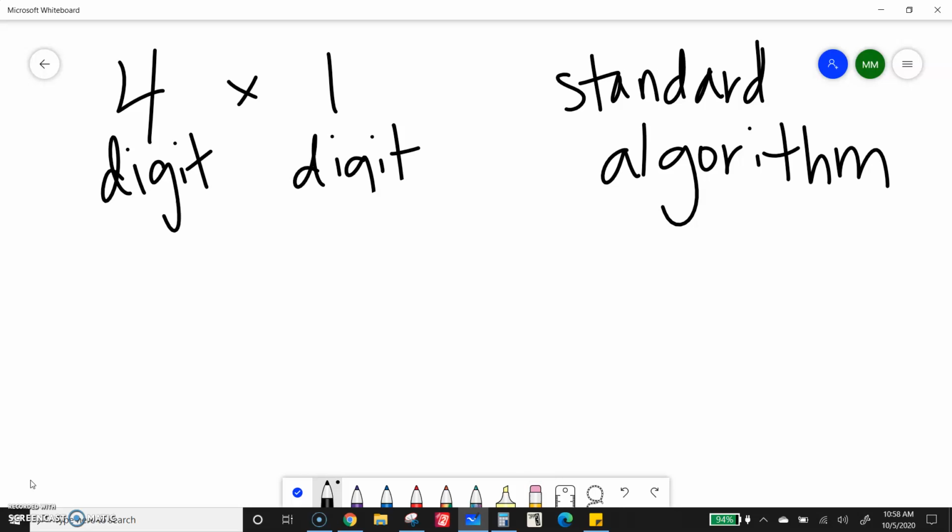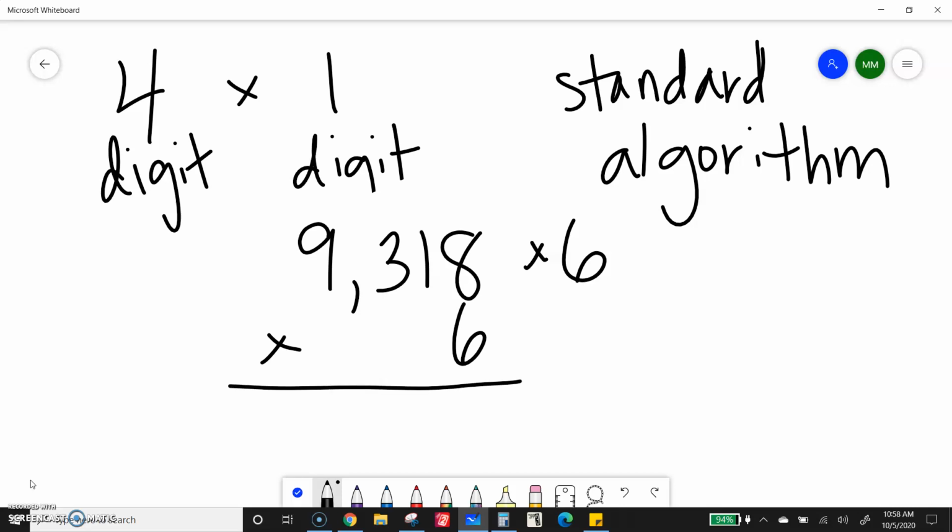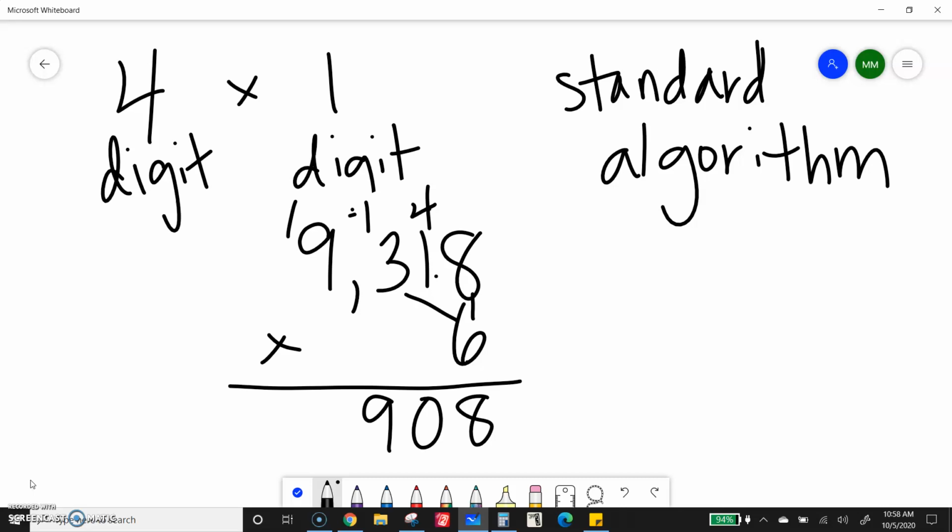I'm going to show you another example of 9,318 times 6. So you'll see it like that, and then you'll want to write it like this, or sometimes it's written like that to begin with. So 6 times 8 is 48. Write the 8, carry the 4. 6 times 1 is 6, plus 4 is 10. Write the 0, carry the 1. 6 times 3 is 18, plus 1 is 19. And then 6 times 9 is 54, plus 1 is 55.